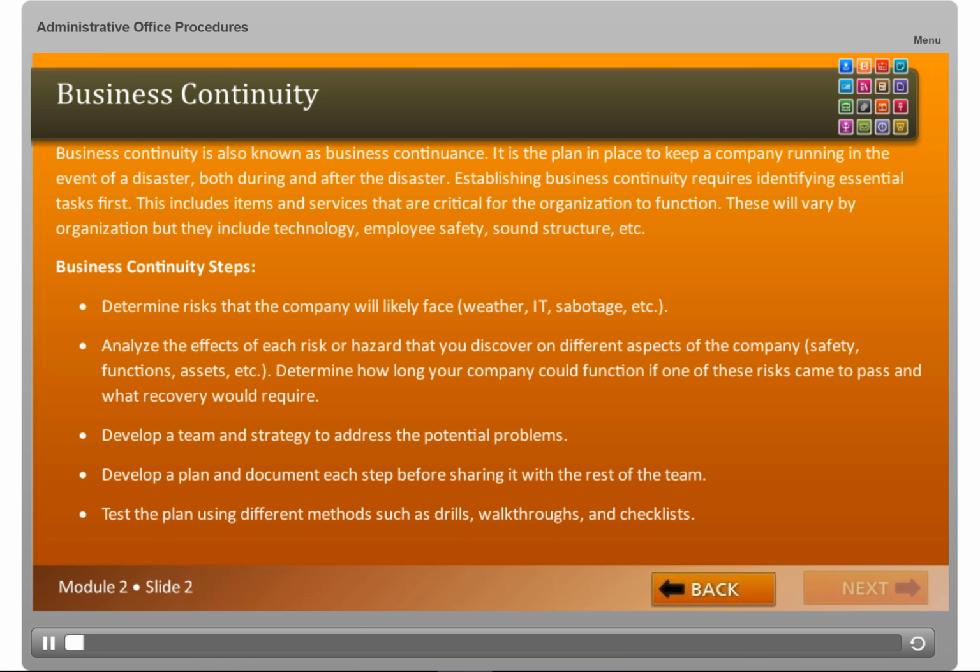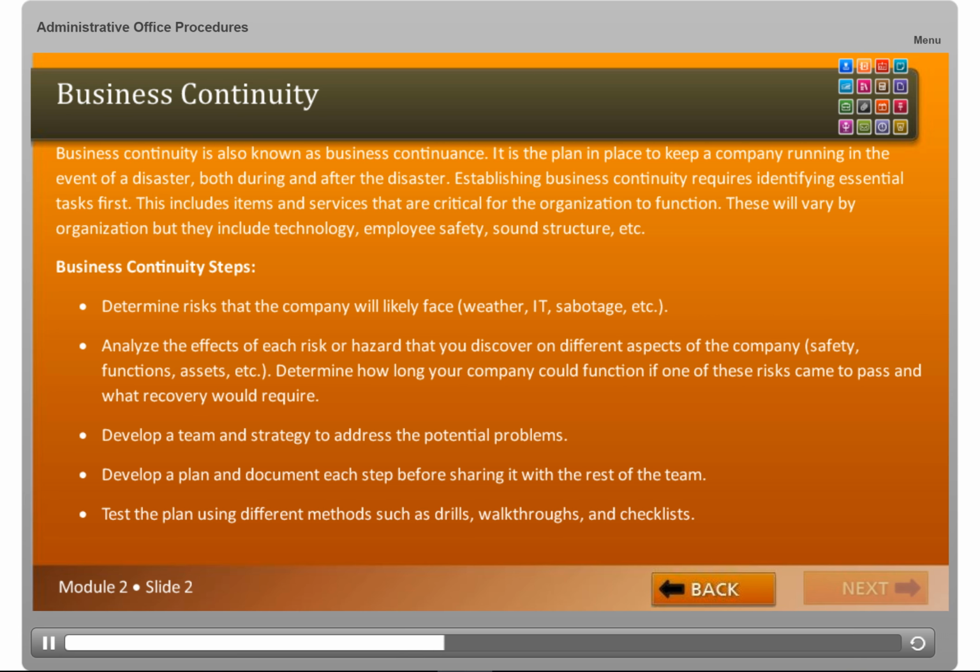Business continuity. Business continuity is also known as business continuance. It is the plan in place to keep a company running in the event of a disaster, both during and after the disaster. Establishing business continuity requires identifying essential tasks first. This includes items and services that are critical for the organization to function. These will vary by organization, but they include technology, employee safety, sound structure, etc.